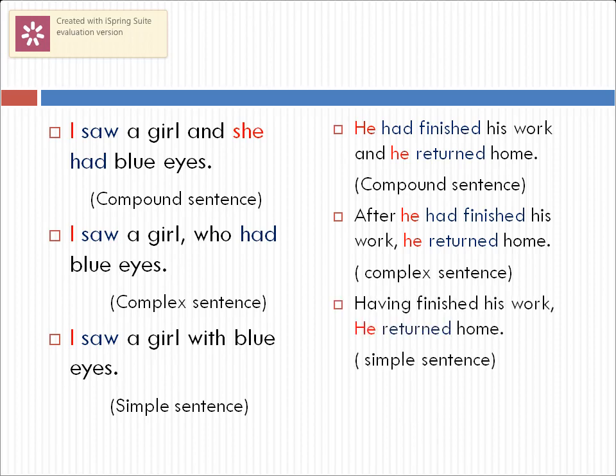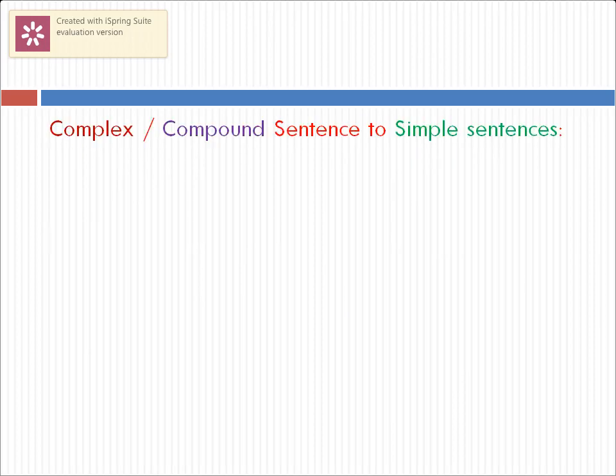Or we can also change it into a simple sentence. Having finished his work, he returned home. Here, we have totally transformed the first clause, that is, he had finished his work, into a phrase. We have removed the subject he, and now it's only a phrase. And so, it's a simple sentence with only one subject and one verb.